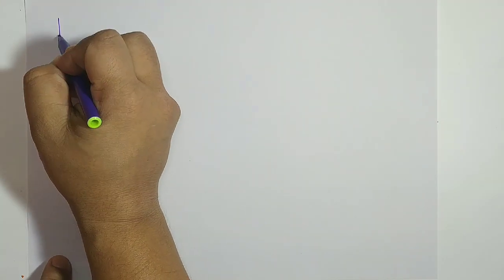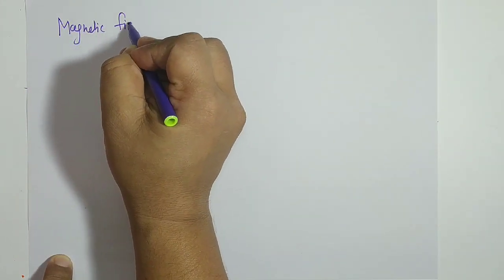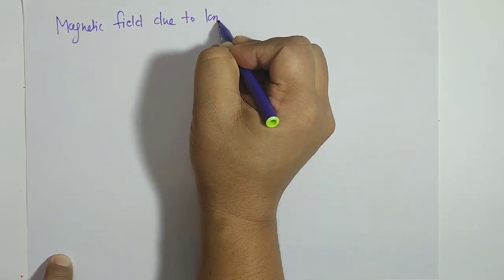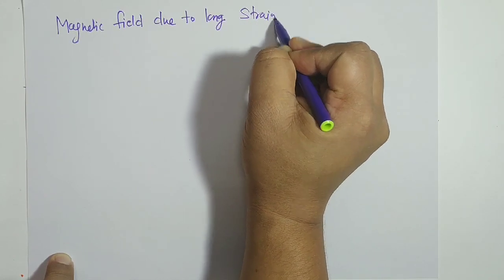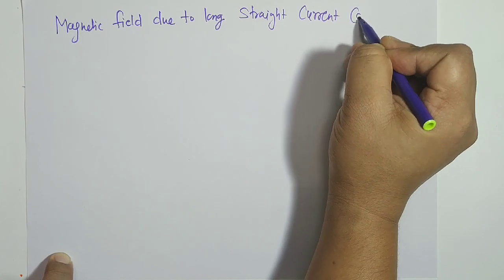Now we will discuss magnetic field due to a long straight current carrying conductor.